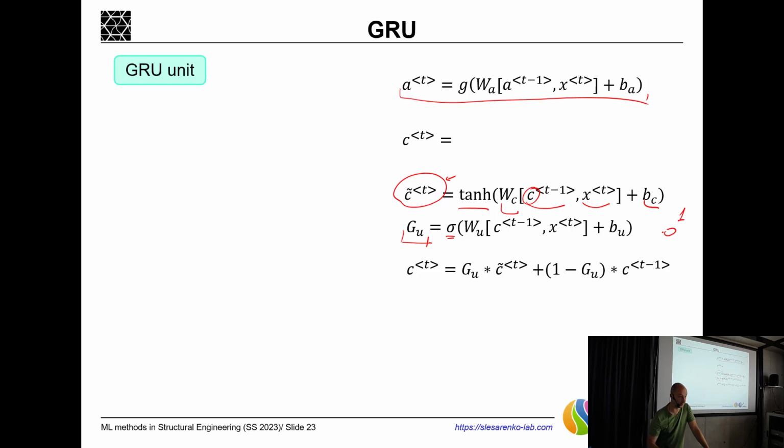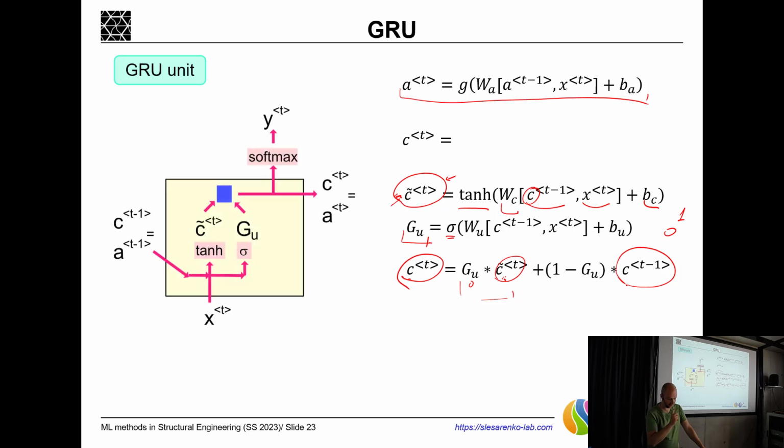either 0 or 1. And then your new variable CT is calculated depending on the value of the gate. So if the gate is 1, at least close to 1, it will take this new candidate and say, okay, the new result is exactly the candidate. Or if it actually will be 0, then this would be 0, and you just keep the previous C. Let's take a look here and try to understand it on the scheme.